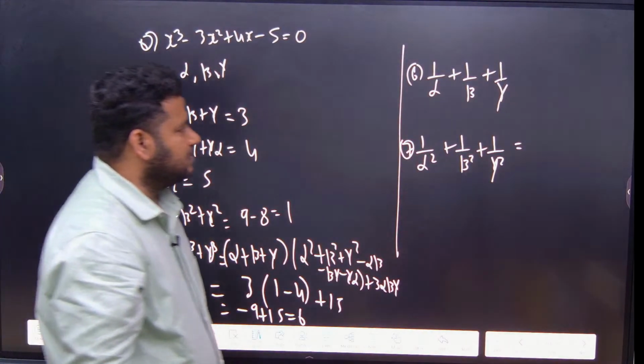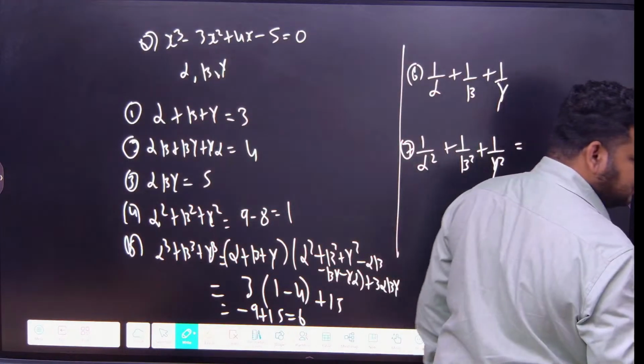Now 1 by alpha plus 1 by beta plus 1 by gamma. So if I take the LCM, what will I be getting?